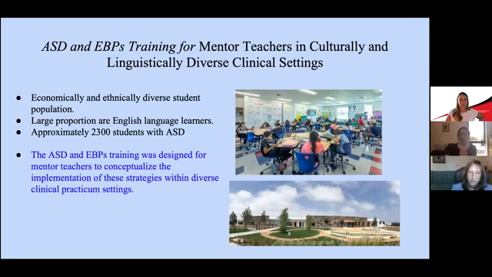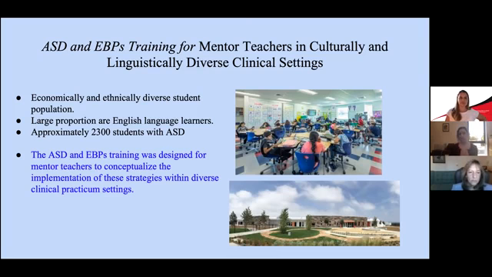One university and district partnership reached out to Captain and requested a professional development about autism and evidence-based practices for university mentor teachers who are working with pre-service teachers in their clinical placement classrooms, and induction mentor teachers who are working with first or second year teachers in their beginning stages of their profession as a teacher.